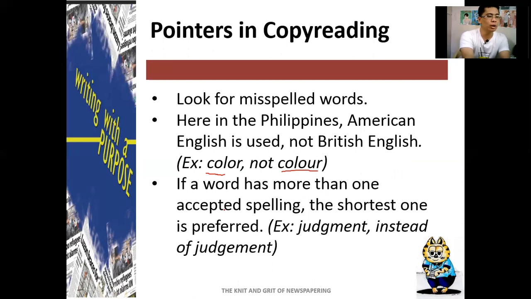So, if a word has more than one accepted spelling, the shortest one is preferred. Halimbawa, yung spelling na judgment at yung judgement na merong E, ang sinusunod natin is yung shortest one. Kumbaga sa enrollment, di ba meron tayong double L, merong single L. Ang sinusunod natin ay yung single L. So, kung ano yung shortest version niya, that should be followed. Okay? So, may mga style guide kasi tayong sinusunod dyan. Kaya, ito na yung sinusunod ng mga pahayagan, lalo na sa Pilipinas, para magkaroon talaga ng consistency yung mga pahayagan. Okay?